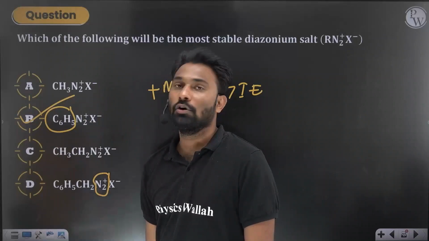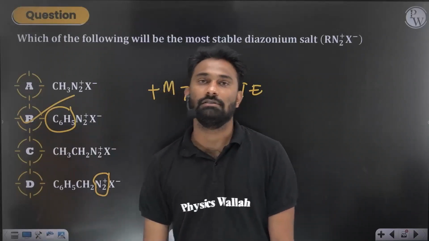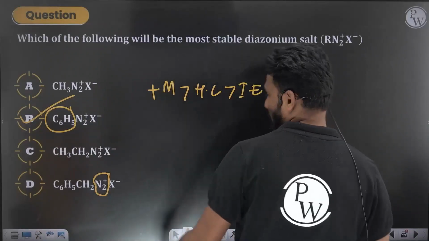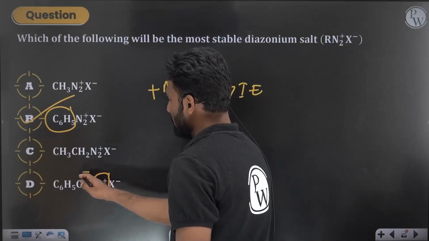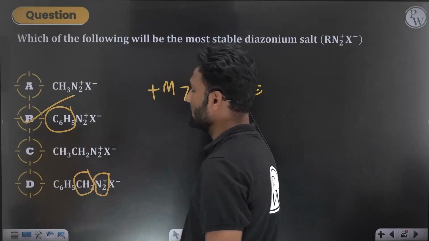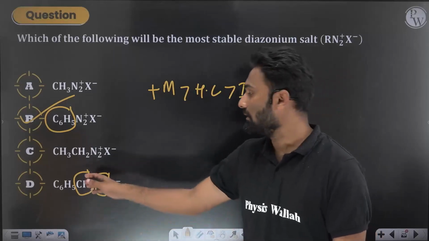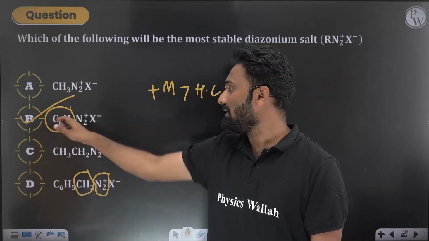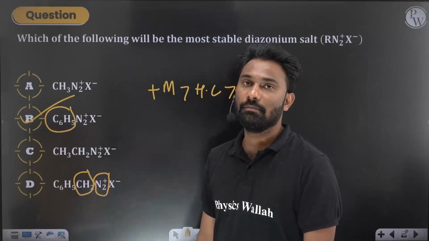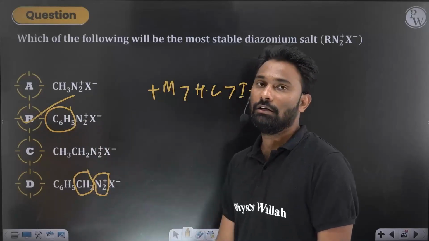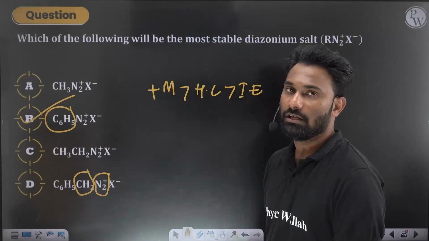So this is the more stable diazonium salt. But if you see here, this is a benzylamine. That's the reason: the diazonium salt is directly attached to the benzene, so it is stabilized by delocalization. Here there is no delocalization.